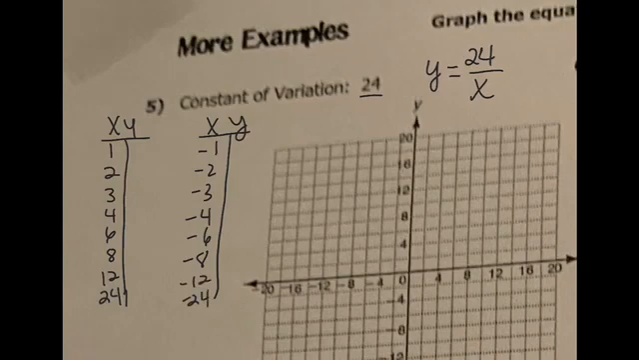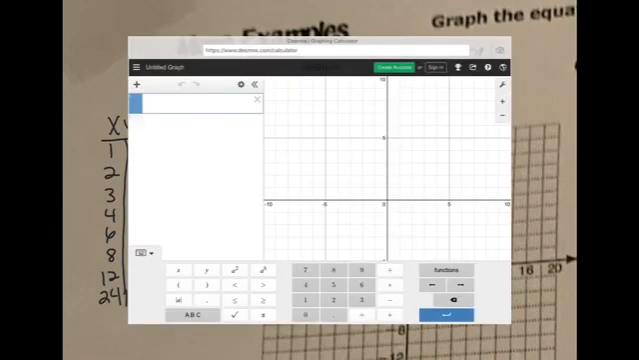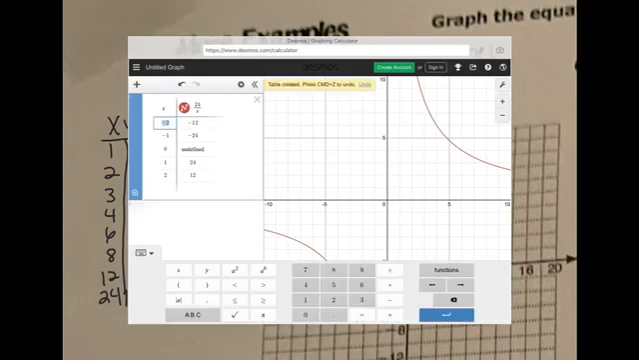And again, you want to pause the video, go over to Desmos, and start typing those numbers in. So how we do that again is we go to Desmos. We type in our equation, y equals 24 divided by x. We hit the gear, pull in the table, and we start with our first number, 1. And the table will automatically change for you. So you can put in 2, 3, 4.